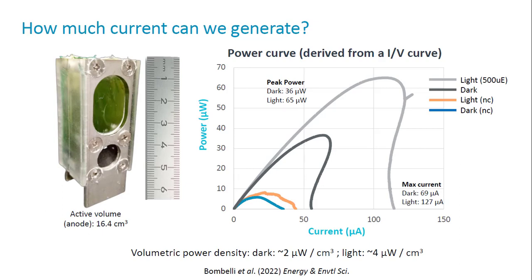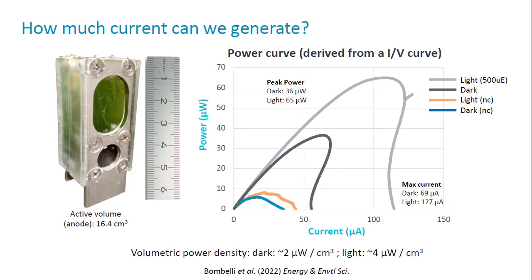In this example, this prototype, which is about 60 millimeters tall and has an internal volume around 17 cubic centimeters, is able to generate something in the region of between 2 and 4 microwatts per cubic centimeter. This is not the best performance that we can get, and neither is it the theoretical limit, but it is real and consistent performance that we can claim right now.